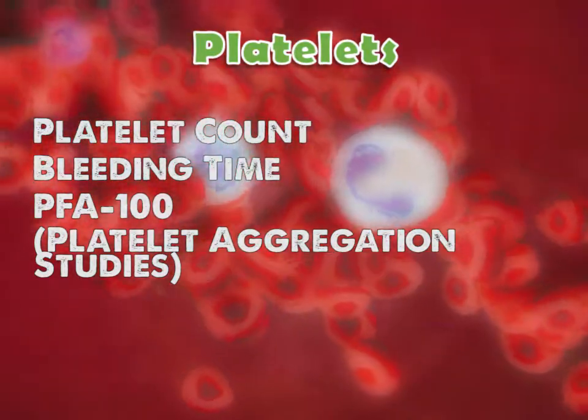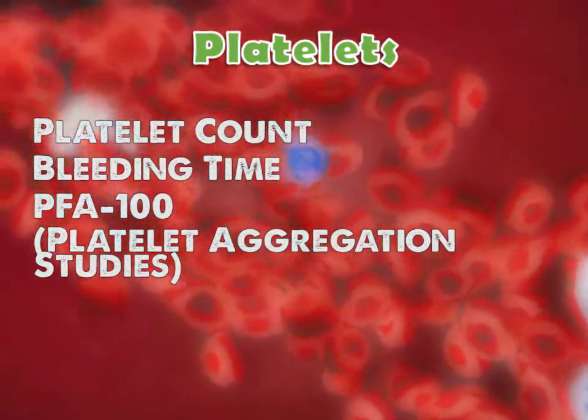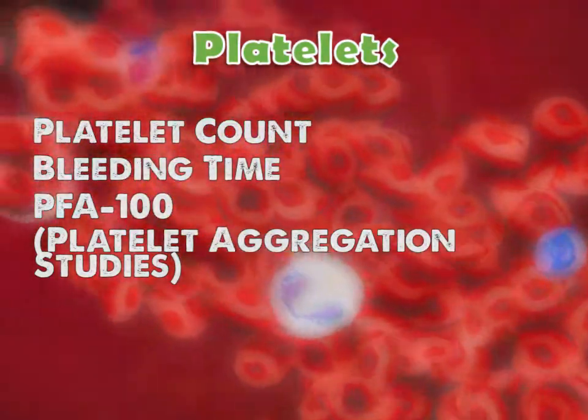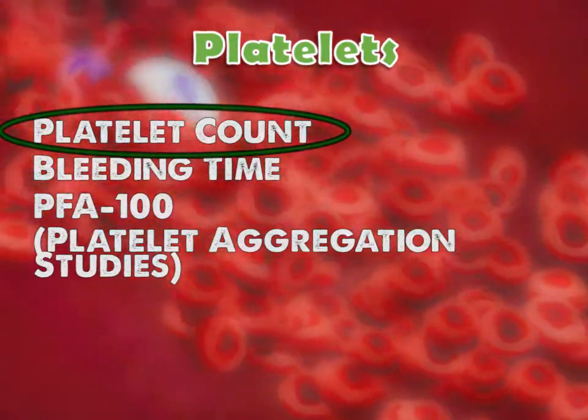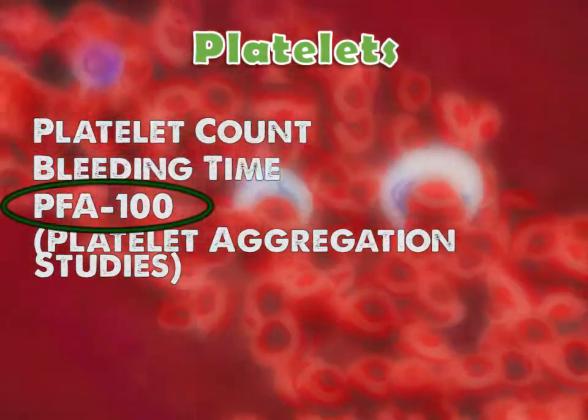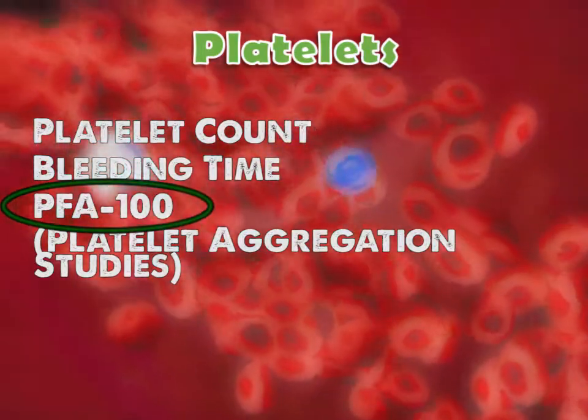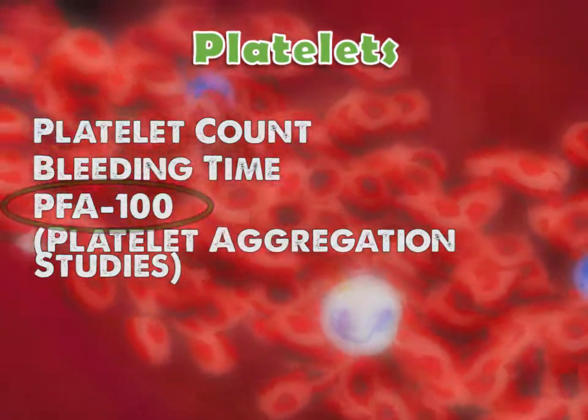To summarize, by far, the most common test you'll be ordering to assess hemostatic function is a platelet count or CBC. Then, if you still suspect a disorder of platelet function, then a PFA 100 would be the next test to consider ordering.